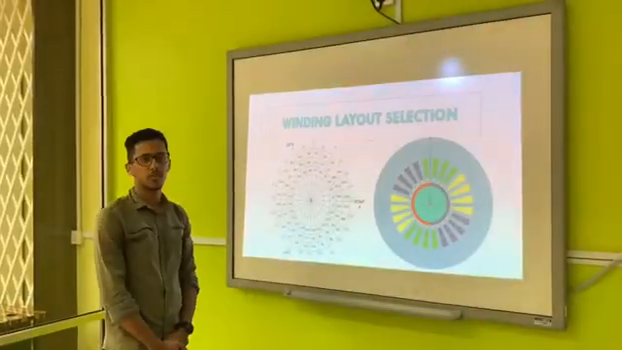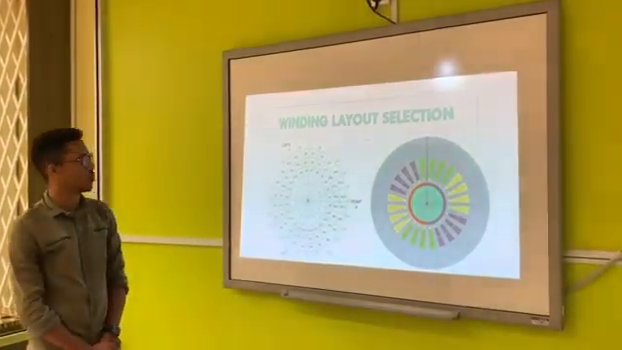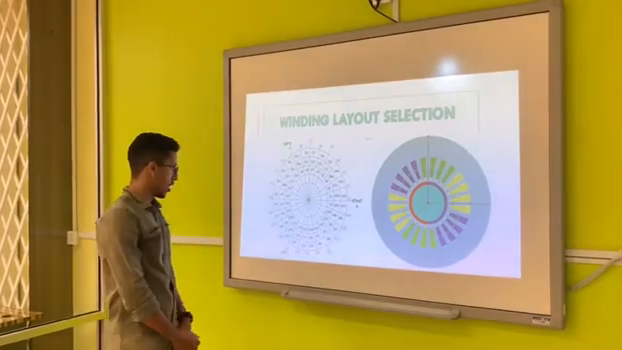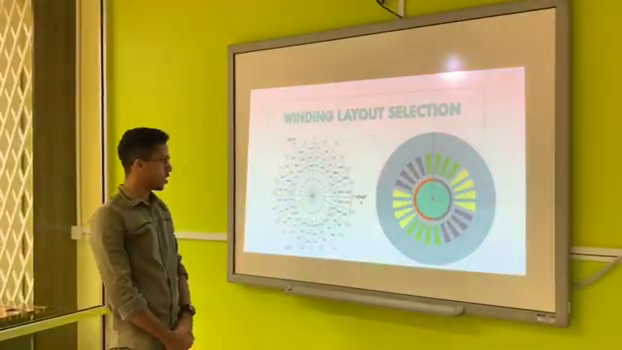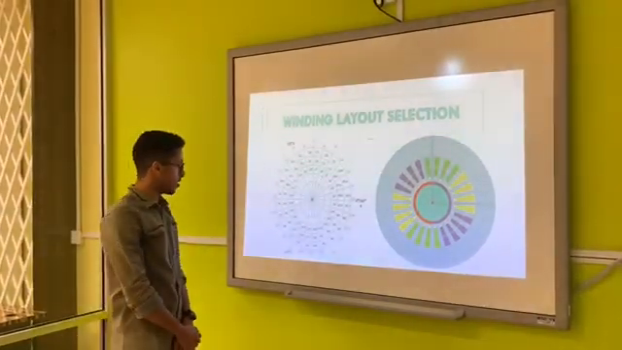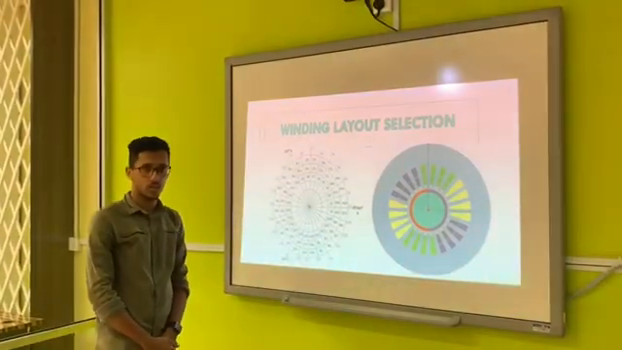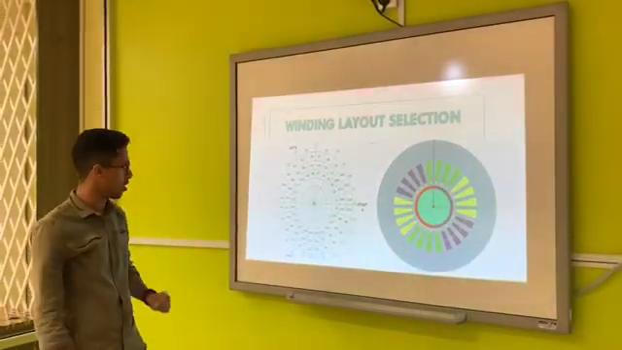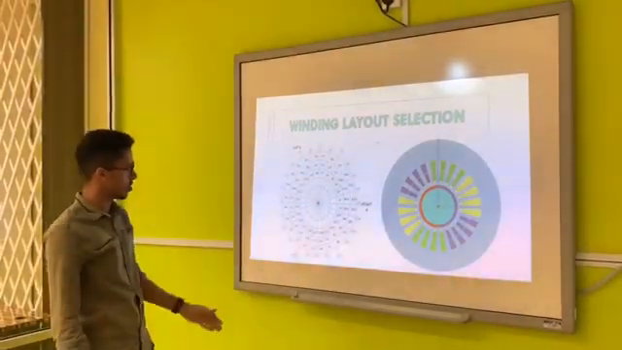Hi, my name is Fawaz Ahmed Ali Al-Sabi, RK23. So basically this is the winding layout selection. This figure shows that we have a 3-phase motor and between each phase is 120 degrees. We have phases A, B and C and each phase has 8 slots because we have 24 slots overall. So each phase takes part of it, which is 8 slots per phase.